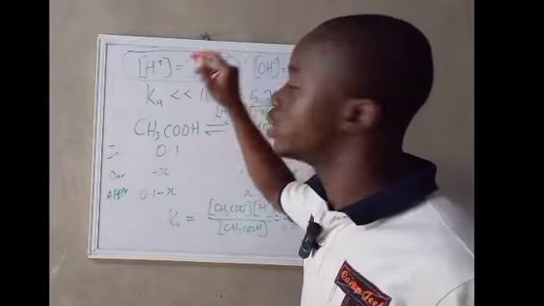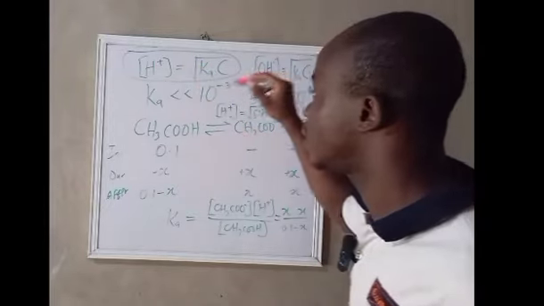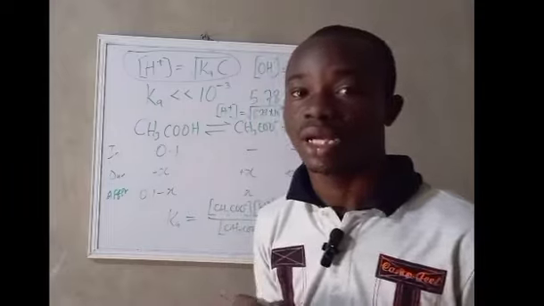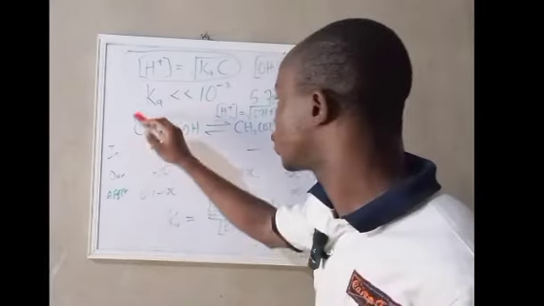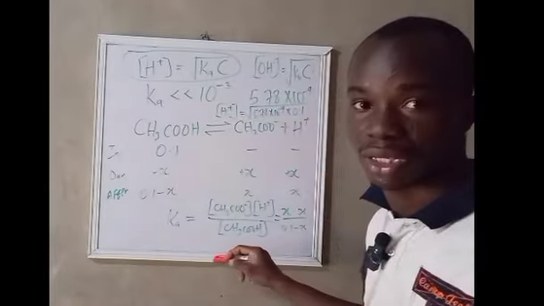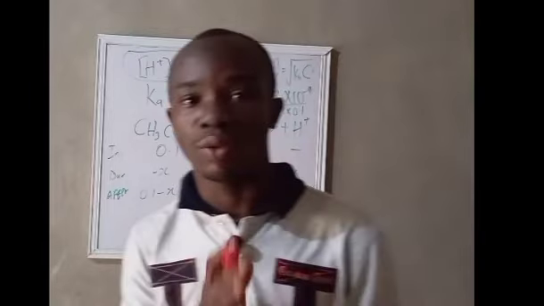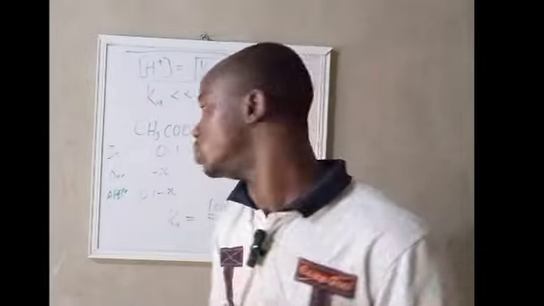But you can only use this when the Ka is very much less than 10 raised to power minus 3. If that is not true, it's better to go with the full expression, and that's how to do it for either a weak acid or a weak base.